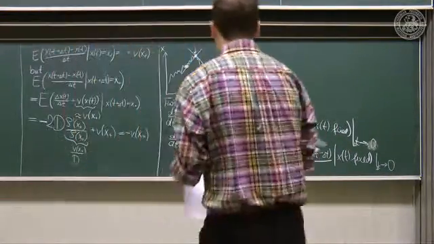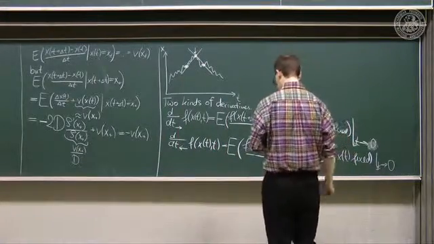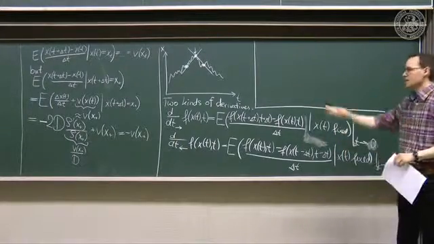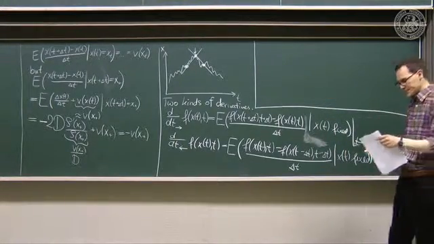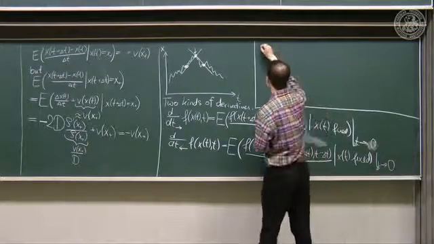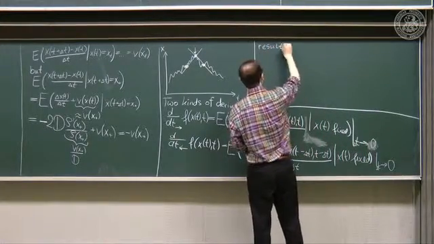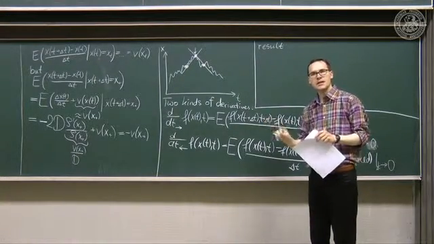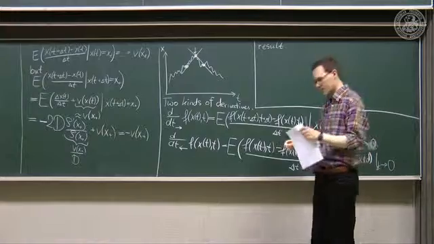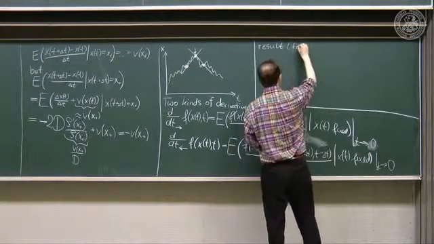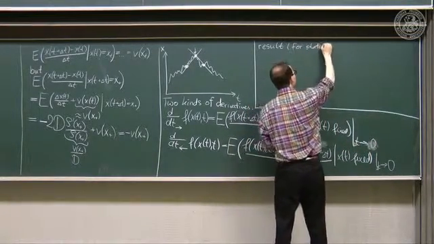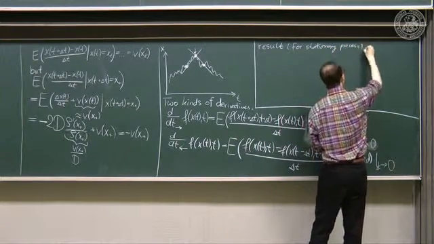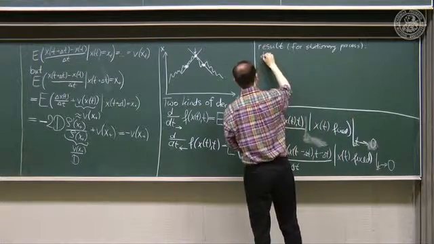And so now let me write down the result. If you work that out as carefully as we did there, then you'll find the following. And I will only write it down for a stationary process that is already stationary. Otherwise, it's slightly more difficult. I will not go into that. And so the result is the following.